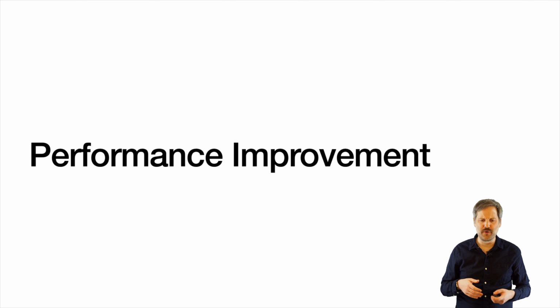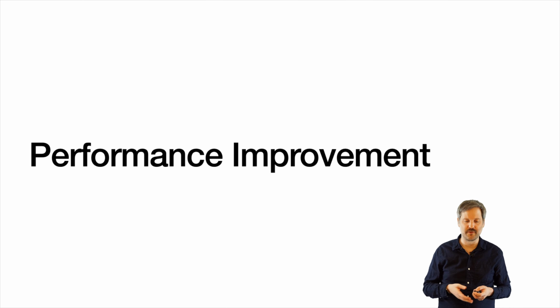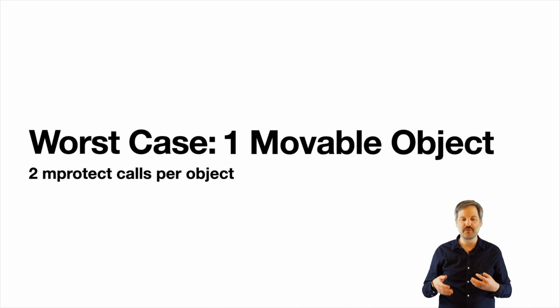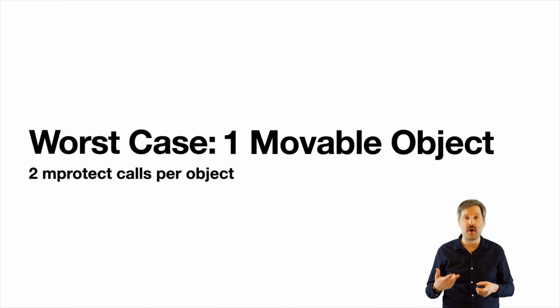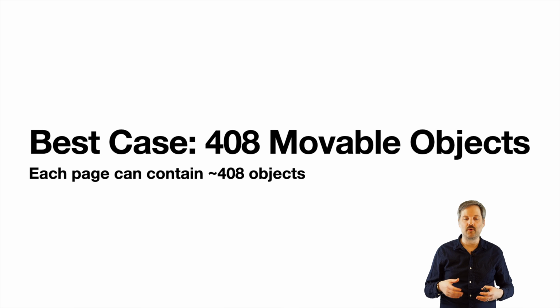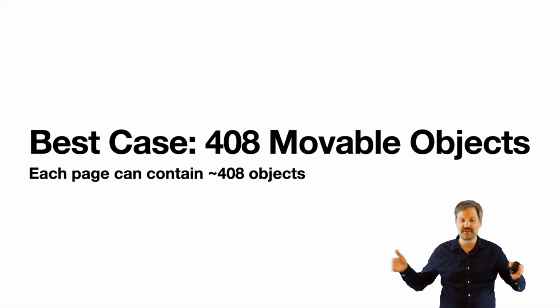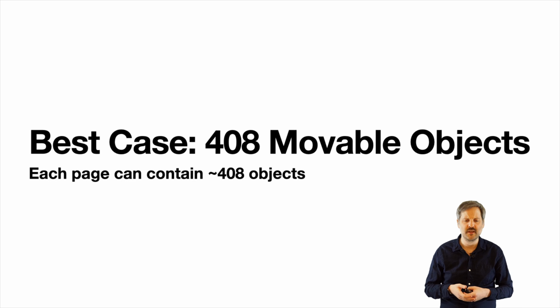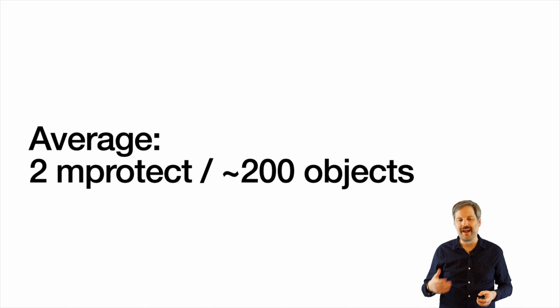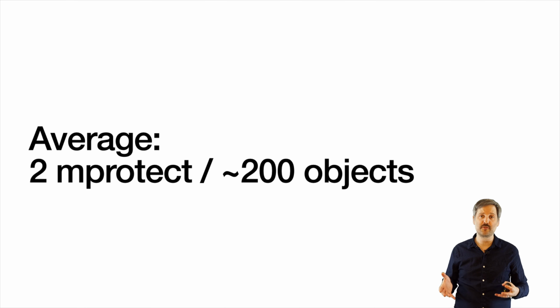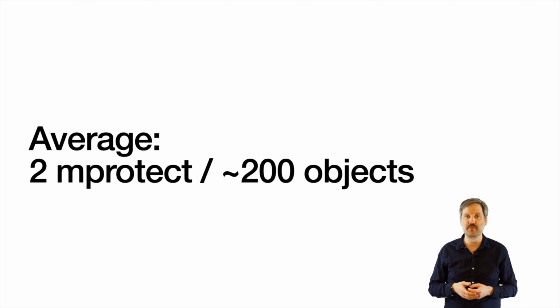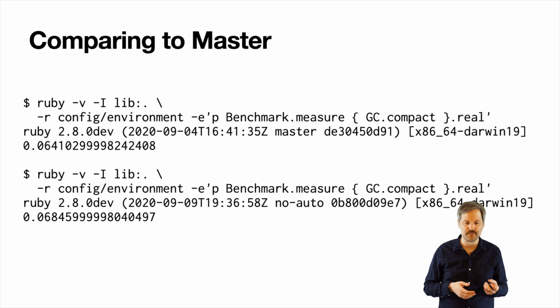Now, I want to point out the performance improvement of doing this. The worst case is that there is only one movable object on a particular page, which means we'll have to call mprotect twice for one object. The best case is that we'll be able to move an entire page, which is around 408 objects. We can move all of those and only call mprotect twice. So our average case is about 2 mprotect calls per 200 objects, which is actually really great. This is a 200% performance improvement over the previous implementation.